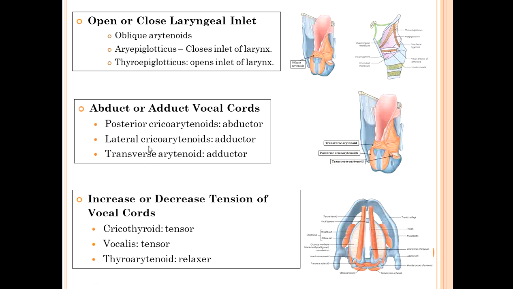Then the lateral cricoarytenoid, from the cricoid cartilage to the arytenoid cartilage, coming like this. So that is known as an adductor. Another one is the transverse arytenoid, in a transverse direction, which is also an adductor. Then what about the muscles which increase or decrease tension of the vocal cords? One muscle is the cricothyroid, that is a tensor. Then the vocalis muscle is a tensor, and thyroarytenoid, from the thyroid cartilage to the arytenoid, is a relaxer of the vocal cord.